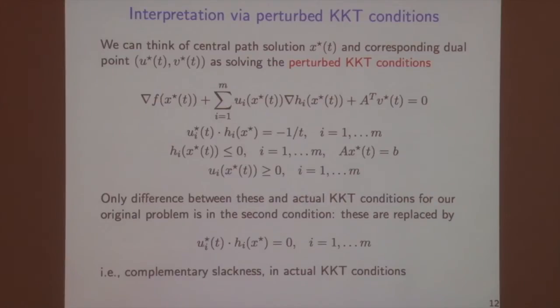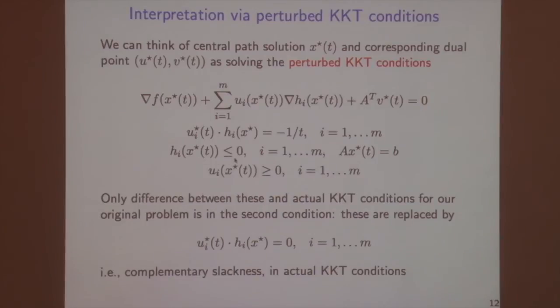They solve the stationarity condition. We checked that directly. That's actually by definition of the dual feasible points. This is true. You can think of it as we defined them according to the goal that this should be true. They satisfy, by construction, each u_i times h_i of x is equal to minus 1 over t, because this was defined as minus 1 over h_i times t.